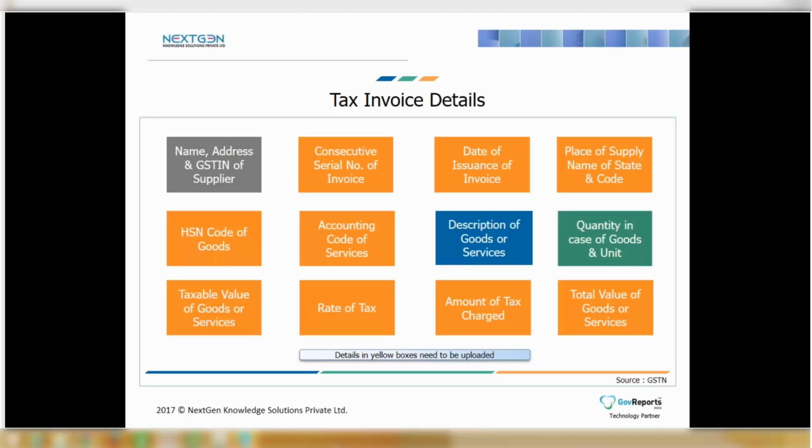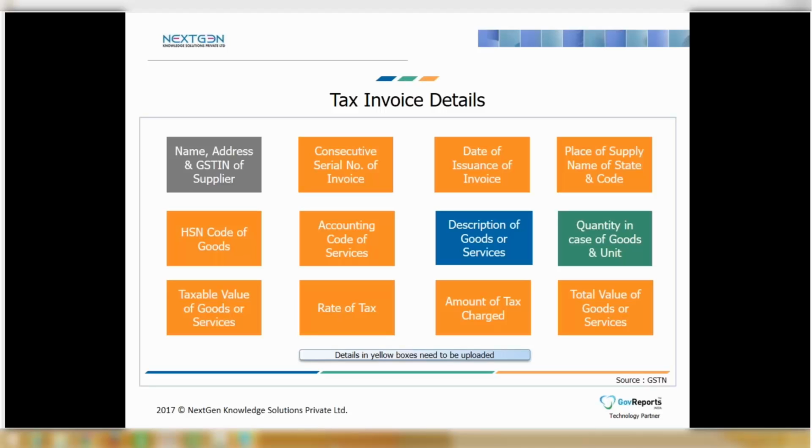Then place of supply and name of state and code. This is also important because based on the state in which the supplier and recipient are situated, the rules relating to place of supply will be applied by the software. Whether it should be SGST plus CGST or it should be IGST, whether it is a transaction of intra-state supply or interstate supply, this will be decided by the place of supply.